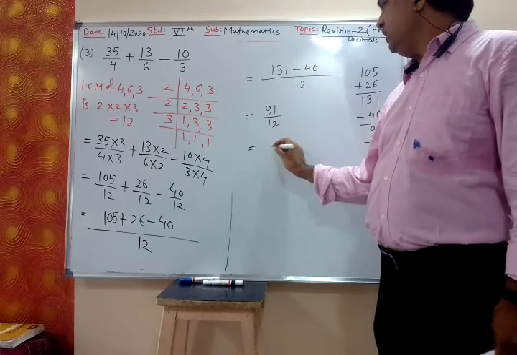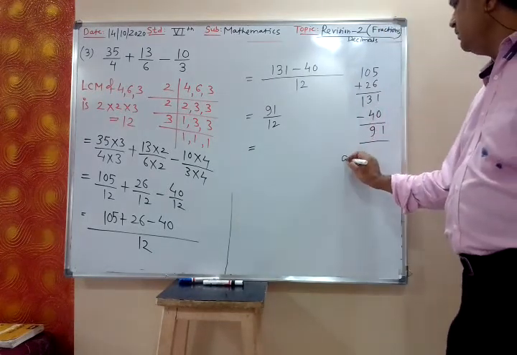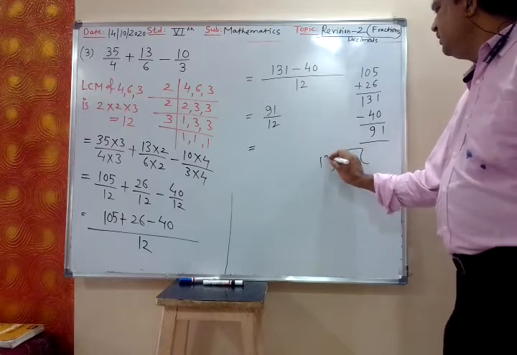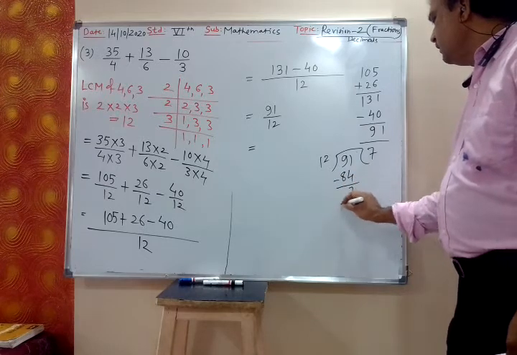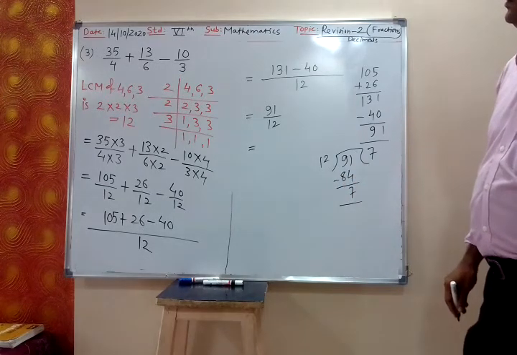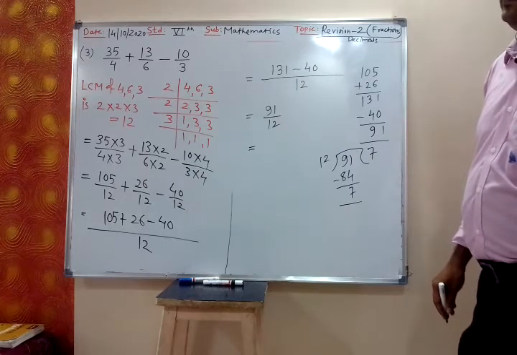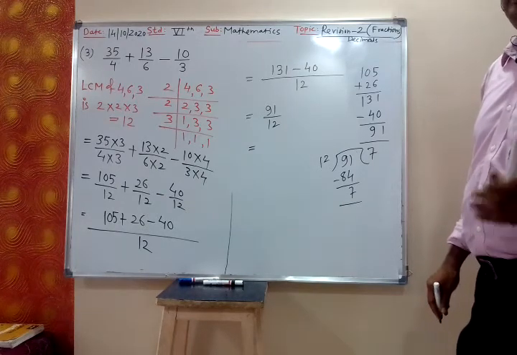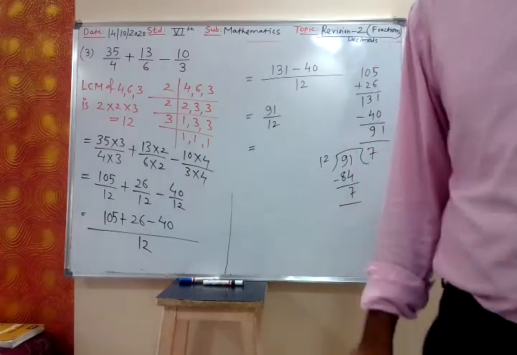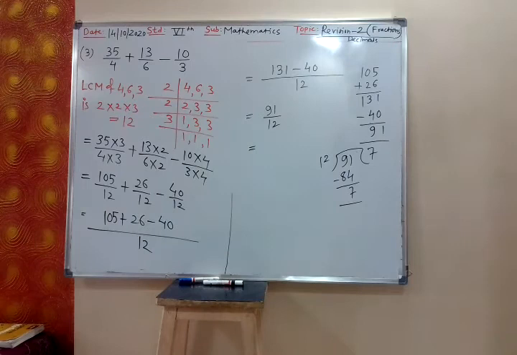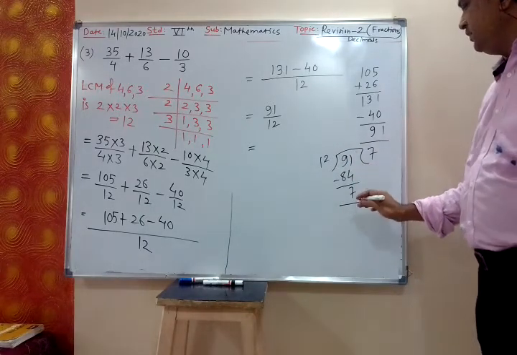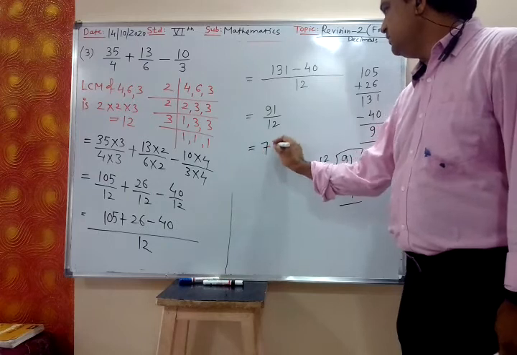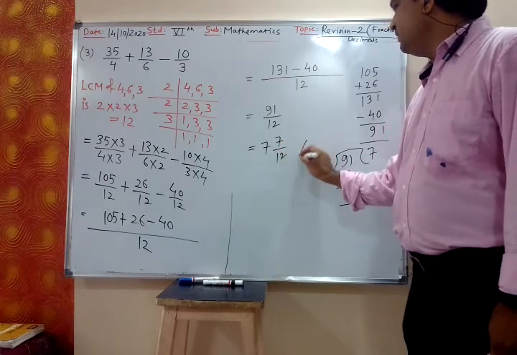If you want, no problem, you can convert this into a mixed fraction: 91 divided by 12, 12 sevens are 84, so it is 7 and 7 upon 12. Whenever the question is given in mixed fraction, you have to convert that into improper fraction. This is the answer: 7 and 7 upon 12.